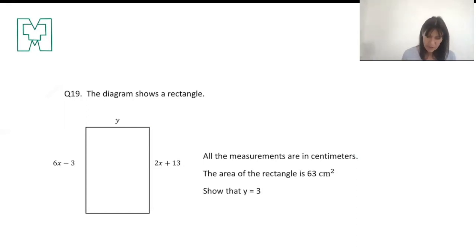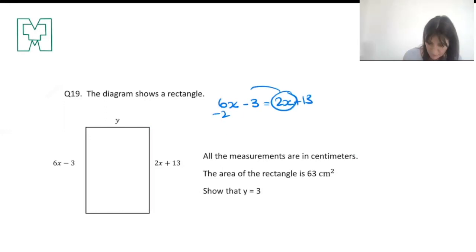Okay, so we know that opposite sides of rectangles are equal. So I'm going to use that fact to get us going. So 6x minus 3 is equal to 2x plus 13. Take off the 2x and you've got 4x minus 3 equals 13.